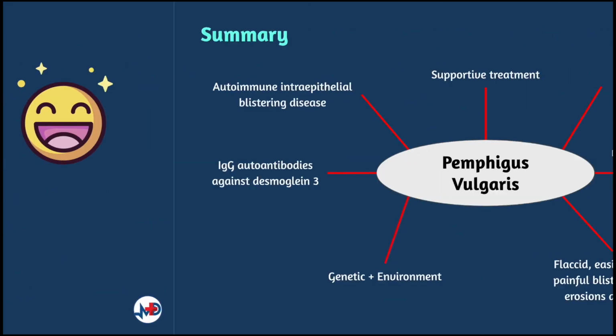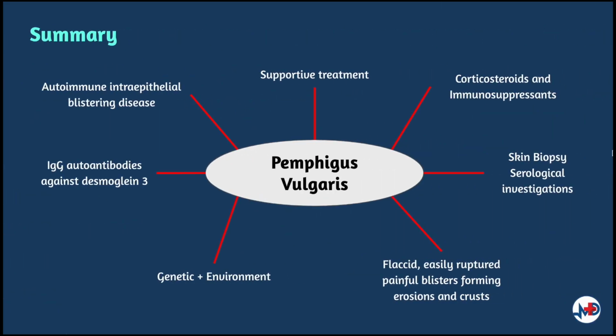Let's summarize what we have covered so far. Pemphigus vulgaris is a rare autoimmune intraepithelial blistering disease affecting the skin and mucous membranes and most commonly inside the mouth. It occurs due to IgG autoantibodies against desmoglein 3 within the epidermis, causing an intraepidermal split in the skin. It has been suggested that pemphigus vulgaris may be due to genetic factors and is triggered by environmental factors. The clinical presentation is flaccid, easily ruptured blisters, forming erosions and crusts, and these lesions are often painful and usually affect the mucosal area, which may precede skin involvement.